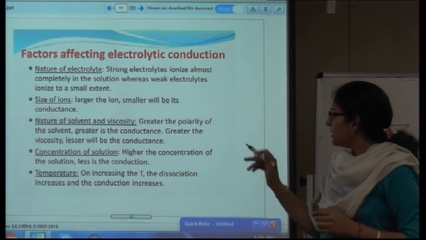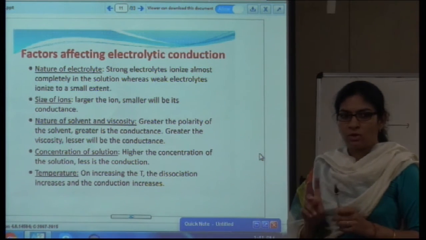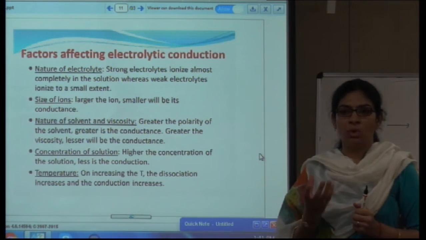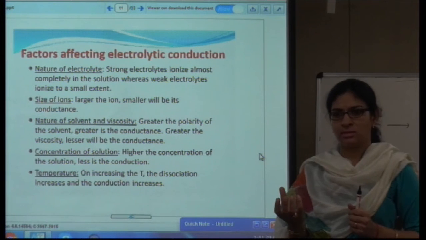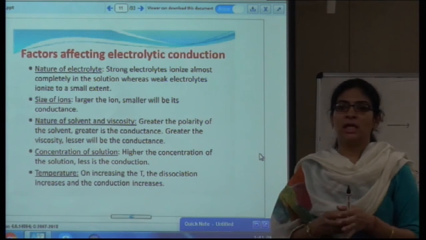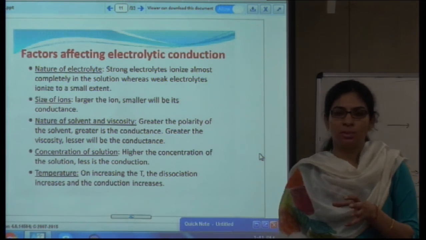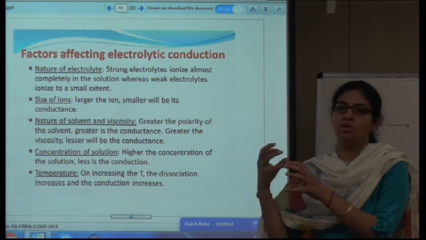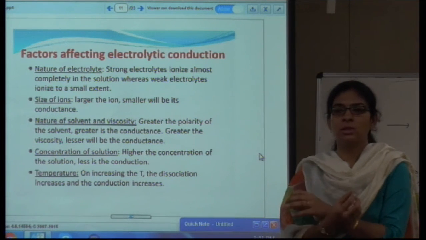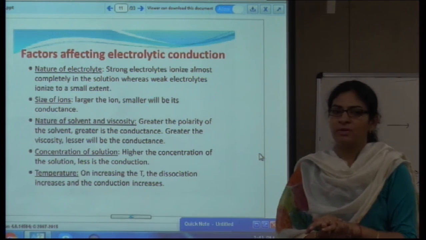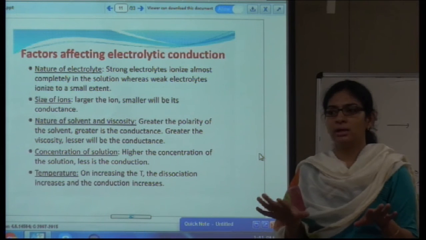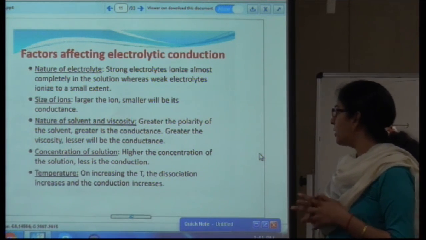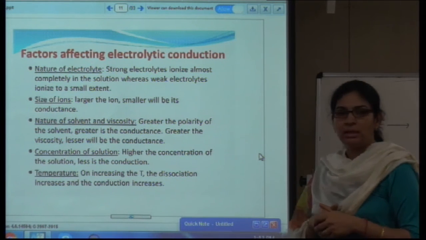Then the next thing is the nature of solvent and viscosity, right? Some solvents are more viscous and some are less. Obviously if the solvent is a viscous solution, it will be difficult for the ions to travel through it. So the conduction is going to be lesser in viscous solutions. More is the viscosity, lesser will be the conductance. And next is concentration.